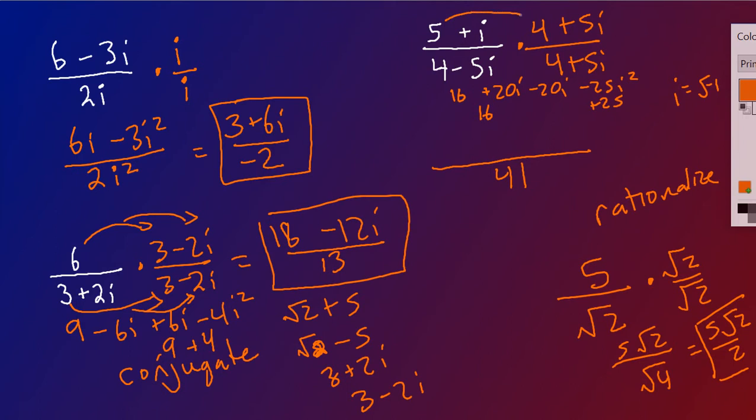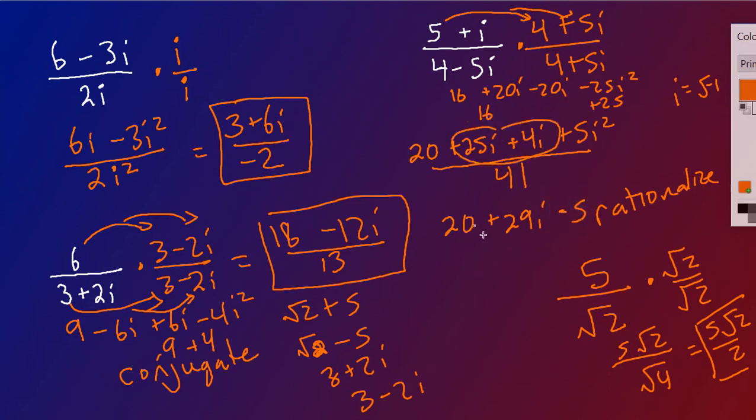Now the top, a little bit tricky. 5 times both of those. That's going to give me 20 plus 25i. And then i times both of those, plus 4i, and plus 5i squared. And again, see that i squared comes up an awful lot. That's negative 1. So I get 20 plus 29i. I added those. And then minus 5. Combine those, so I have 15 plus 29i all over 41. Okay, so hopefully you followed along with that.